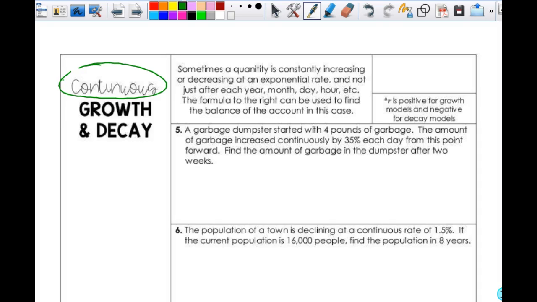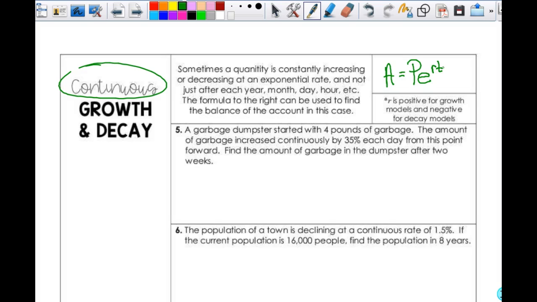But so it says sometimes a quantity is constantly increasing or decreasing at an exponential rate, and not just after each year, month, day, hour, etc. The formula to the right can be used to find the balance of the account, but it's not always an account. Okay, and it's A equals here, and can anybody tell me what this is? It makes a little word here. Almost close. P times e to the r t. So it's PERT. It's your PERT formula. You have the PRT in there, but you need the e. So r is positive for growth and negative for decay.